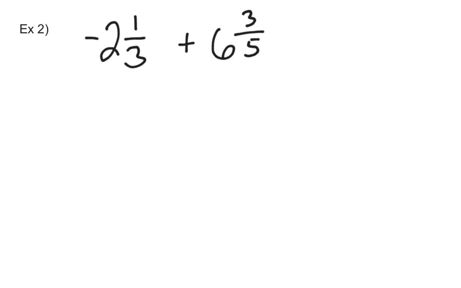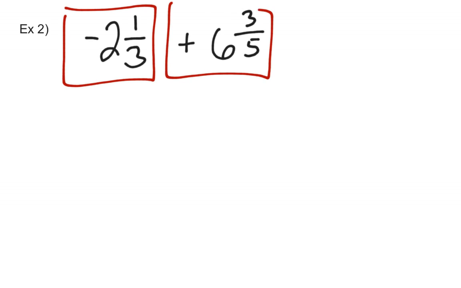Okay, next problem. Negative 2 and 1/3 plus 6 and 3/5. So again, I want to do this one, and I'm going to turn over to example 3 for you because this is where it gets a little tricky. This is where I've noticed that students struggle. The one thing I'm going to point out before I even do common denominators is this. This is a negative number. This is a positive number. The signs are different, so I'm going to subtract.